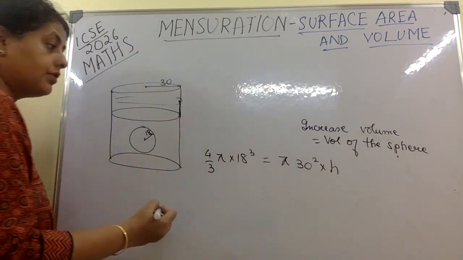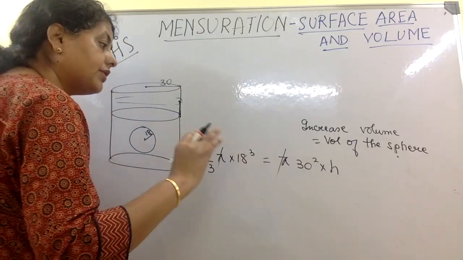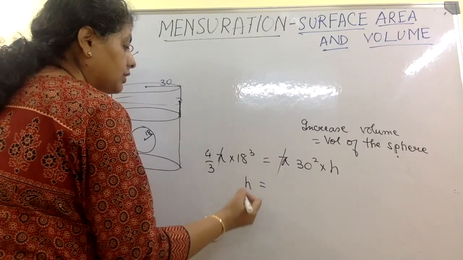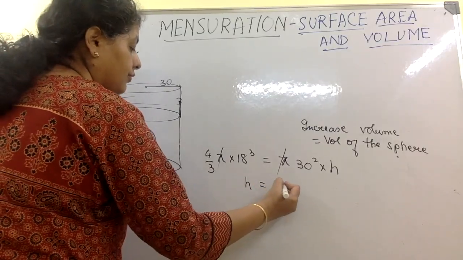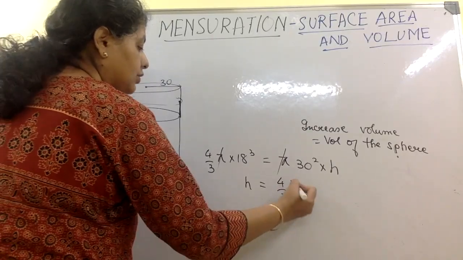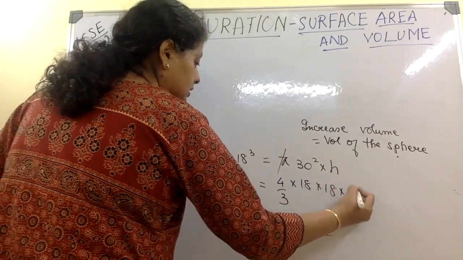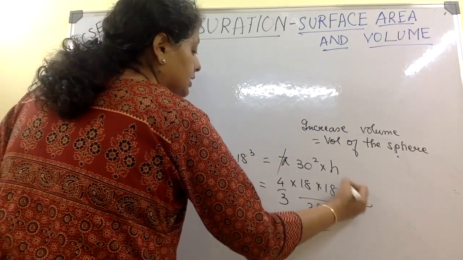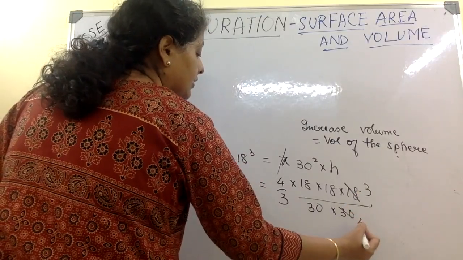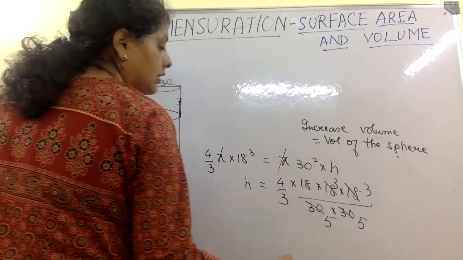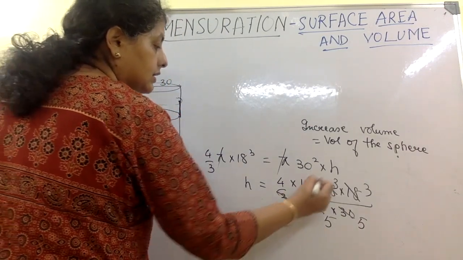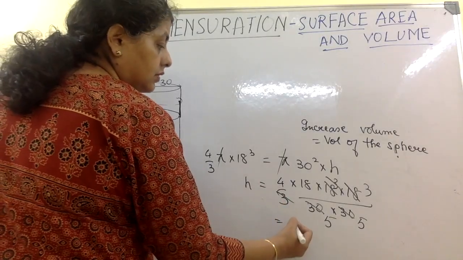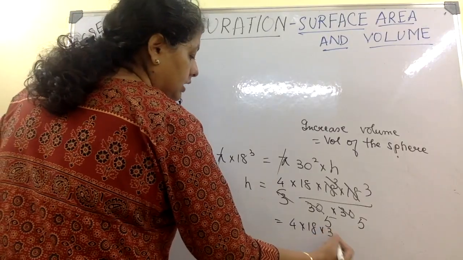Okay, so now we are going to get rid of pi as the first step. Don't even think of doing 22/7. Okay, h is equal to 4/3 into 18 into 18 into 18, divided by 30 into 30. See how instead of multiplying, I have turned it into factors. 6 3s are 18, 6 5s are 30. Okay, is there anything else I can cancel? Yes, 3 and 3 I can cancel. So I have here 4 into 18 into 3 by 25.